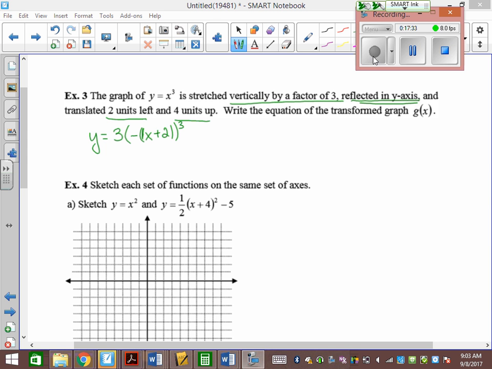So the option they may have on your diploma as a multiple choice answer, they might have this distributed in. So I would still always do it like this, then distribute it in. Okay? And then 4 up. Plus 4.